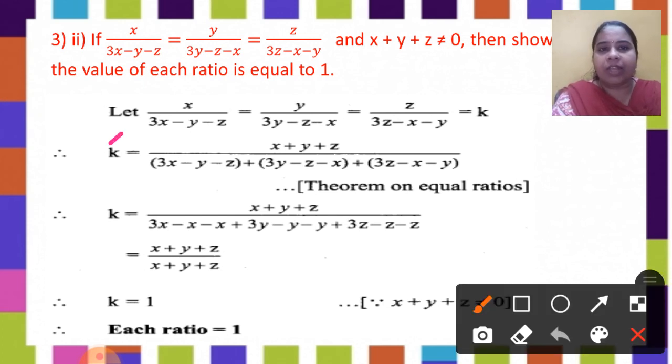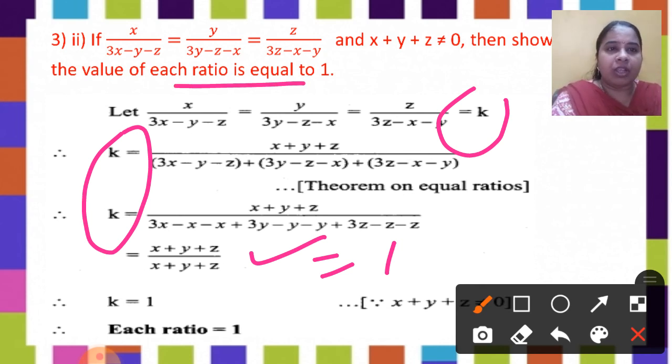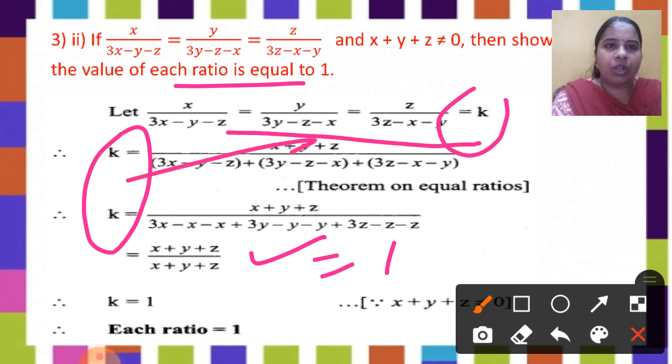This is the reason why I told you you have to write K everywhere. Suppose you forget this. You write the ratio, use the theorem of equal ratio, and you get this answer and get 1 also here. But does this mean that 1 is equal to all the ratios? We have to prove that each ratio is 1. That can be done only when each ratio is assumed as K, and by working out you will find that K is equal to 1.